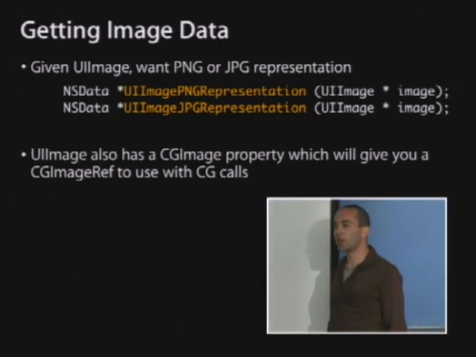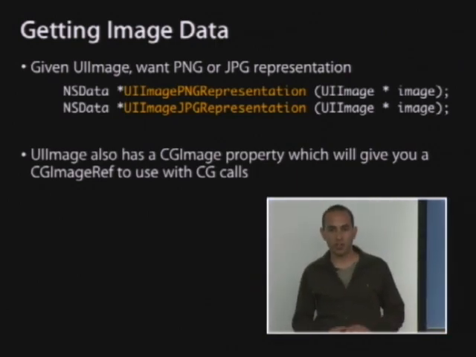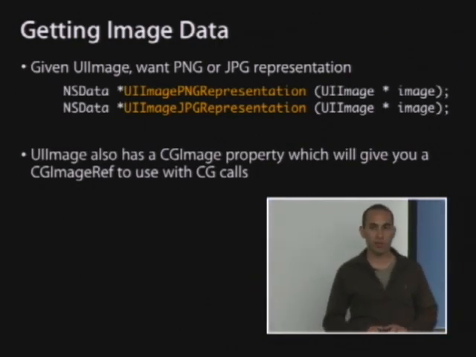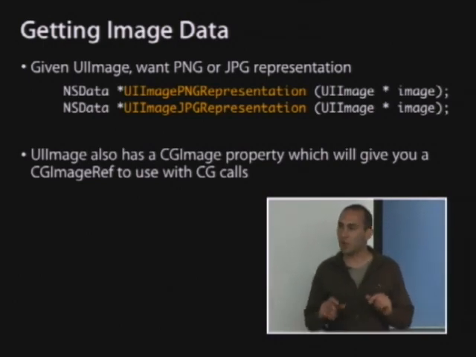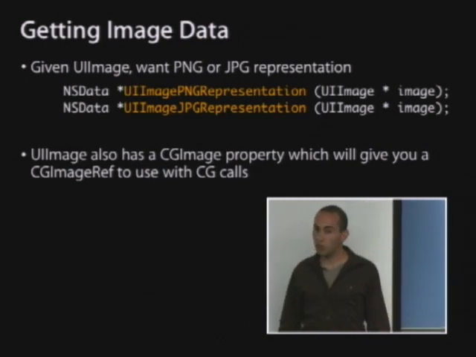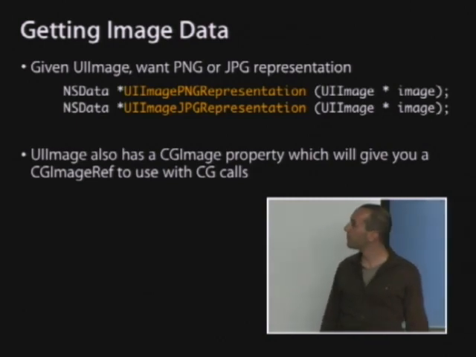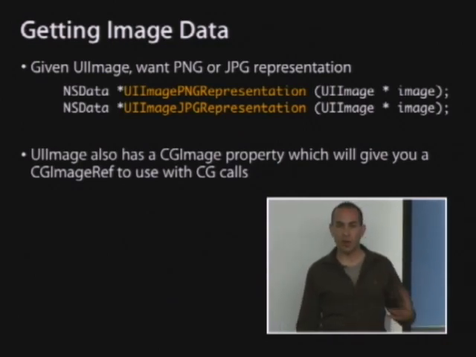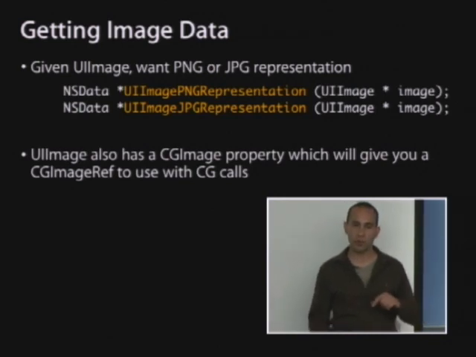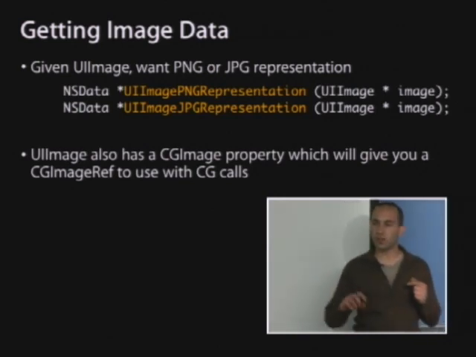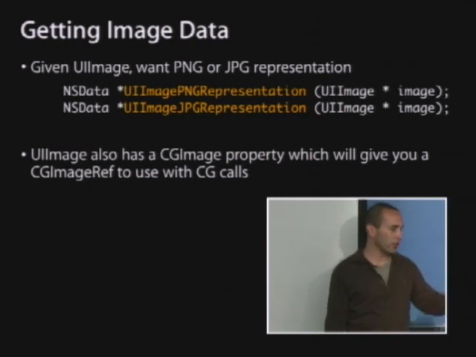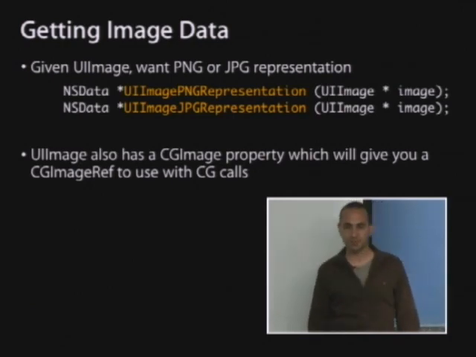And then you can convert that into different data representations if you want to send that back up to the network. So if you've got something in a bitmap context and you want to send it as a JPEG, here are a couple different functions you can use: PNG and JPEG representations. And if you need to get a CGImageRef, if you want to use that image in CG calls, you'll see there are some CG calls that actually do things with images. You can get a CGImage from a UIImage with the CGImage property.